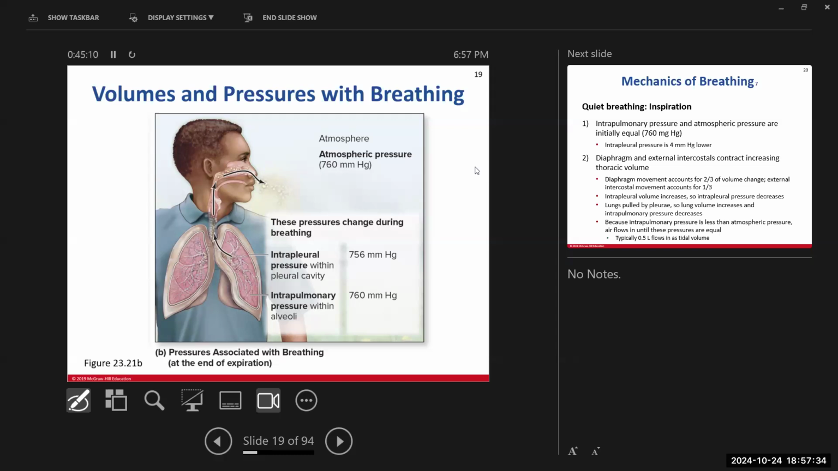The intrapulmonary pressure is 760. The atmospheric pressure is 760. So there's not going to be any net movement of air. And always keep in mind the intrapleural pressure is always going to be smaller than this number here. So we're about 4 millimeters less. So that's good. Everything's good. The lungs are inflated. We're ready to go. We're going to take a breath here. So now we're going to go through the specific steps here for taking a breath in. And we're going to talk about what all happens.